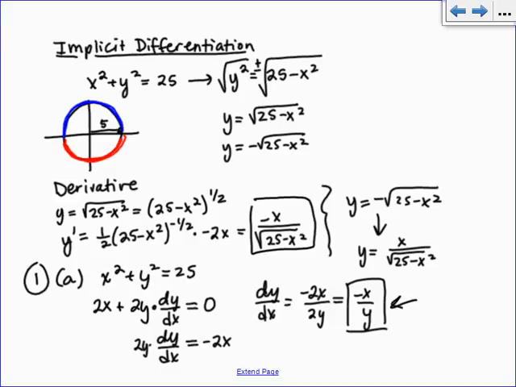There's a y still in it, right? Do you guys understand that? So what could we do with the y? Well, we could take our original and solve for y, and we get y is equal to plus or minus the square root of 25 minus x squared, and you could plug it in.